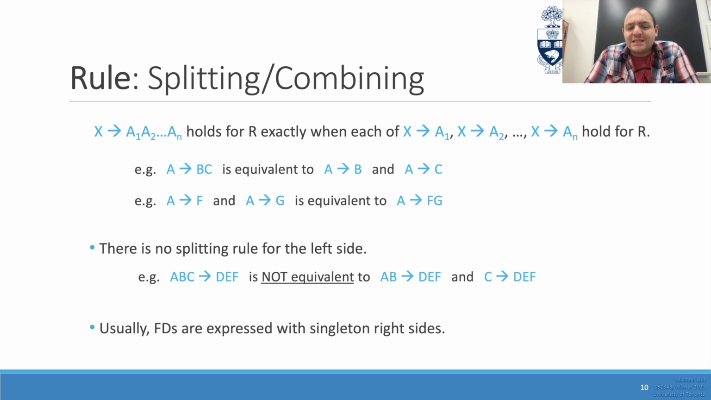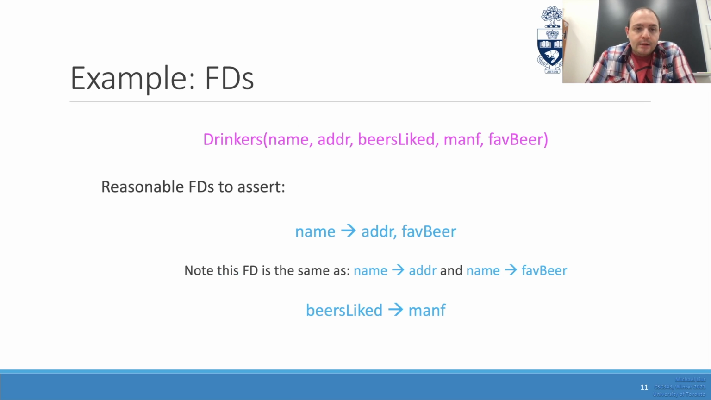And functional dependencies in general are usually expressed with singleton right-hand sides. Makes things a lot easier to work with, especially once we work with closure. So if we look at a running example of drinkers, drinkers have a name, an address, beers liked, the manufacturer, and a favorite beer. It's reasonable to assert here that if you know the name of the drinker, you will be able to infer their address and favorite beer. You can think of name as being a unique identifier. This functional dependency is the same as splitting the right-hand side, so name infers address and name infers favorite beer.